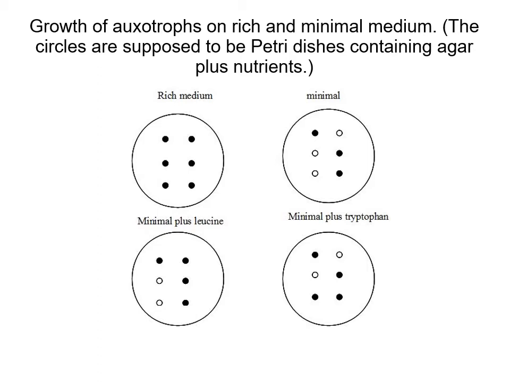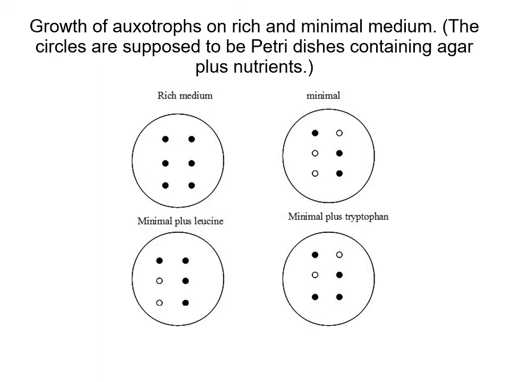The minimal plus leucine means that the cell that was an auxotroph requires leucine because when we supplement it, it's now able to grow. So this strain itself is Leu minus, and it grows on media with leucine. So this is a Leu minus auxotroph. Same for the tryptophan, that cell can now grow if we give it tryptophan. So that is a Trp minus colony, which can grow if we supplement tryptophan in the medium.